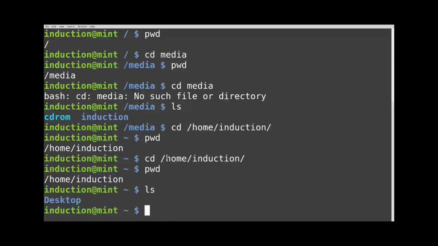The best way to identify if a path is absolute or relative is based on the first character. If the first character is a /, you know that it's an absolute path starting all the way from root.